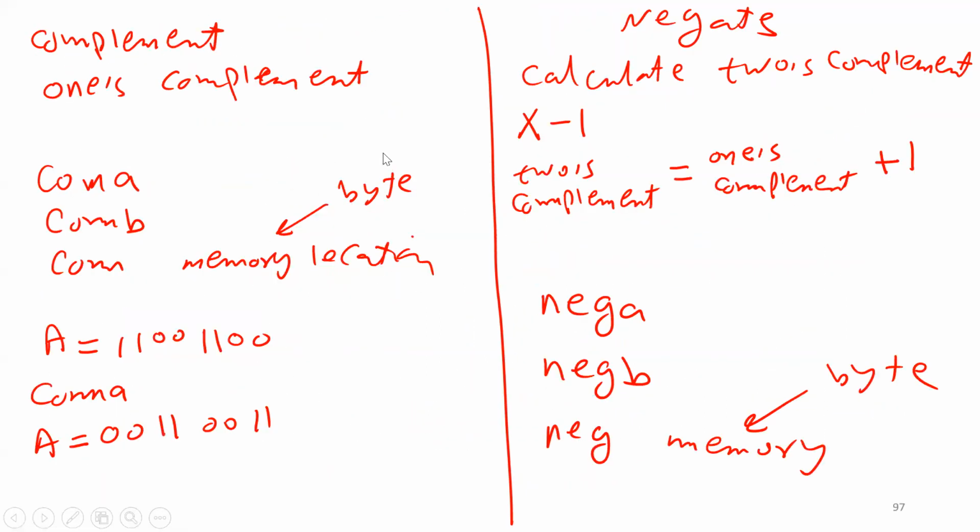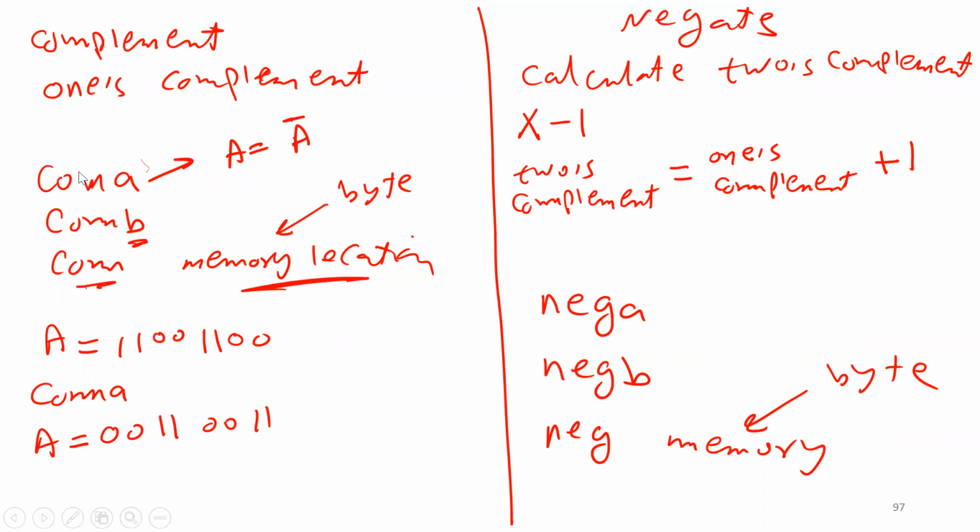Now I'm going to move to two more instructions: complement and negate. You can tell from the English name, complement. This one does the ones' complement. We have complement A and complement B. What this instruction does is A becomes A complemented, so you flip the bits. Same thing for B, and then you have complement for a memory location, which is a byte. That's all we have.